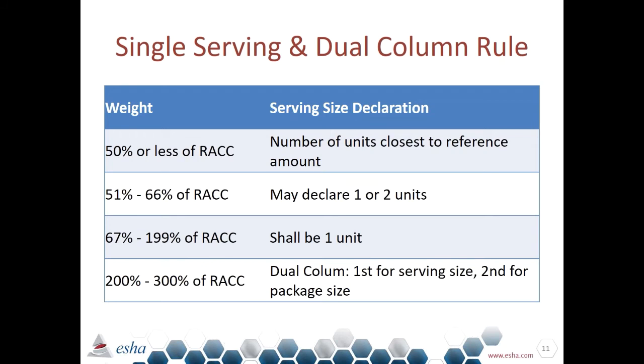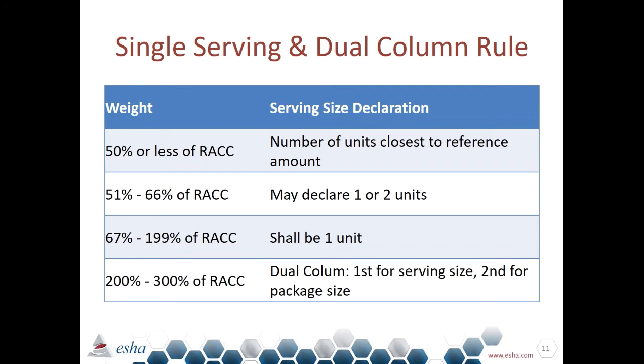So it's important to think of this in context of the larger RACC guidelines, which put us in different operating label requirements based on the size of our package. Here you can see a list of categories. So if your package size is 50% or less of the RACC, the serving size declaration will need to be the number of units closest to the reference amount. So if the reference amount for a cookie is 30 grams, and you have a cookie that weighs 15 grams, we will need 2 cookies to get us closer to the RACC than 1 cookie.